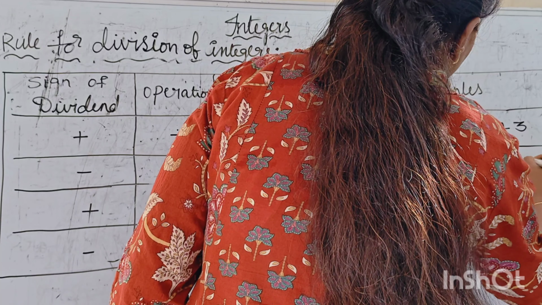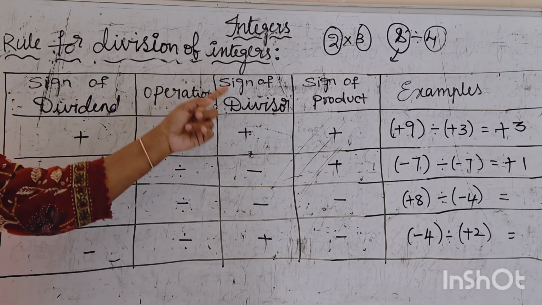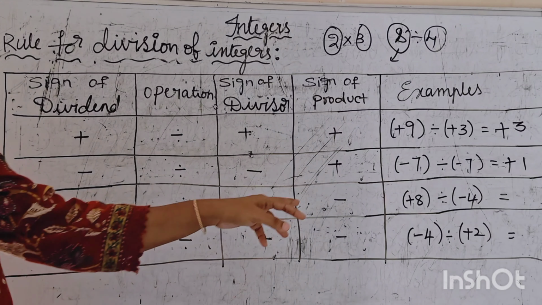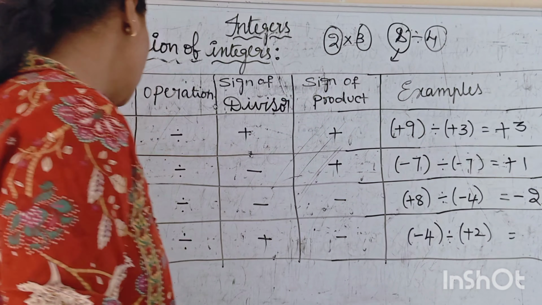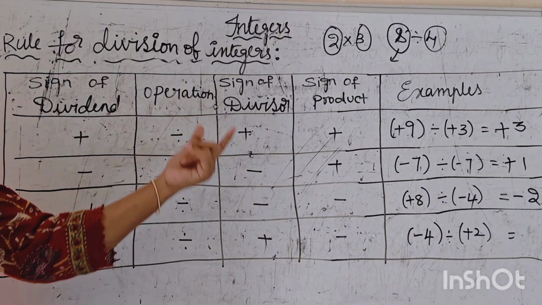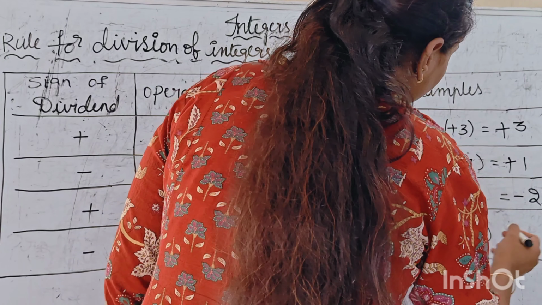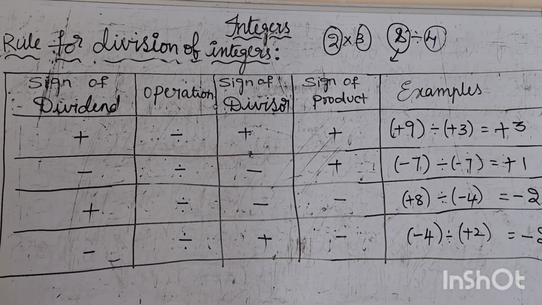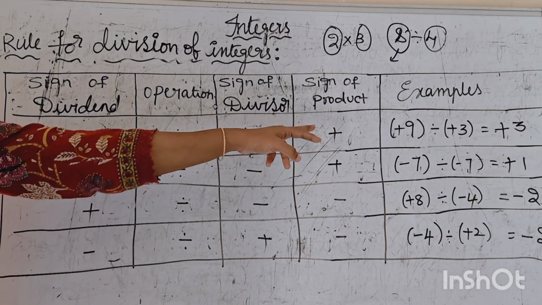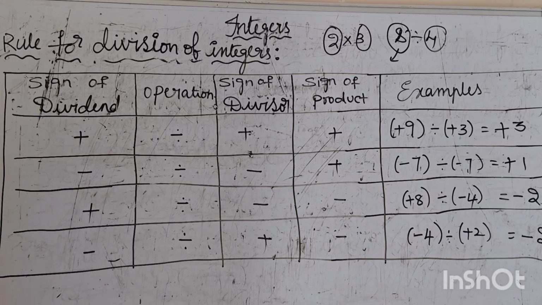So now 7 divided by 7 is 1. Now see here, the sign of the dividend is plus and the sign of the divisor is minus. If you divide these two you will get minus. The answer sign is minus. Hope you understand the division of integers.